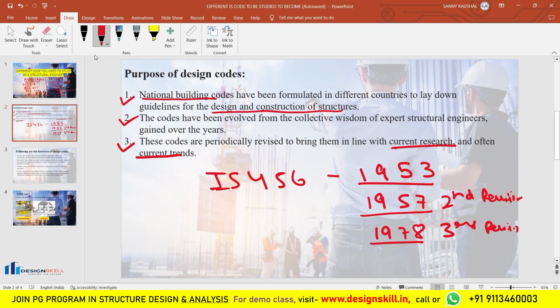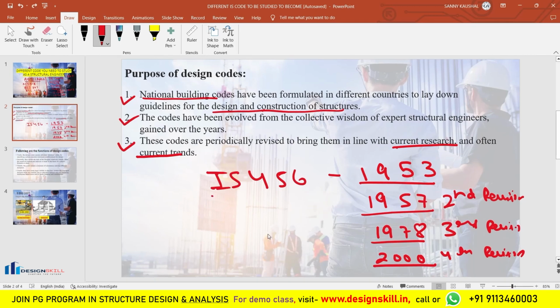Now the fourth revision came in 2000, and on the basis of the current situation at that time, the code again got revised. So for IS 456, 2000 was the last revision, the fourth revision. We are now in 2023, so it has been more than 20 years, and you will find that no fifth revision has come for IS 456.